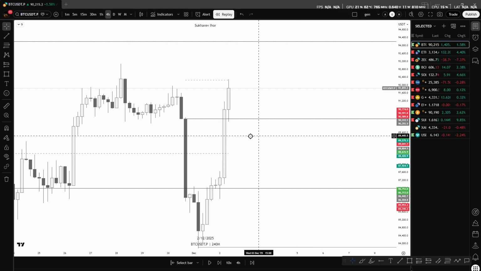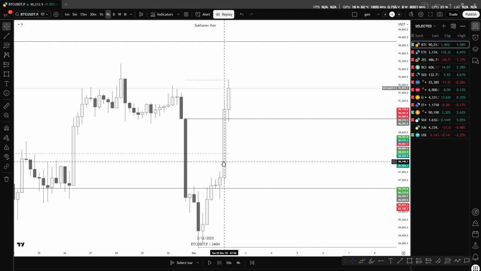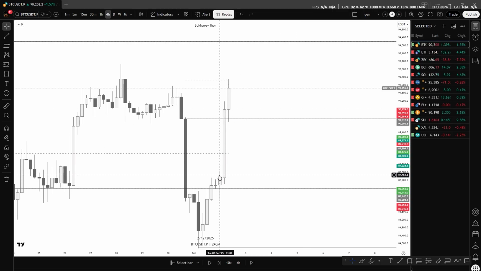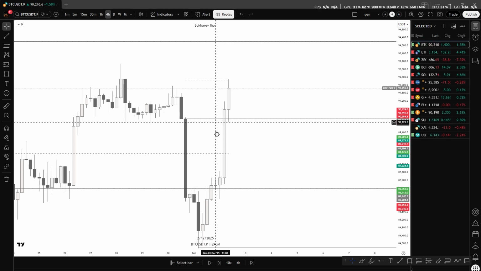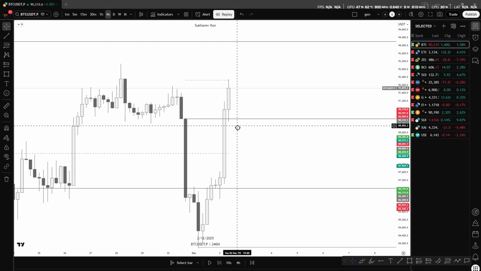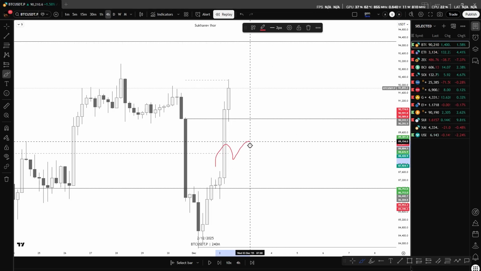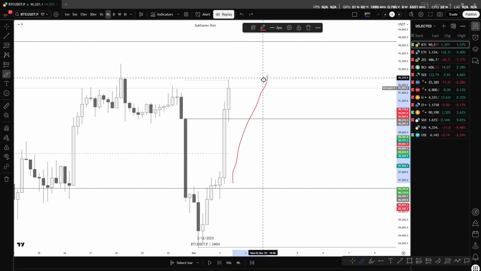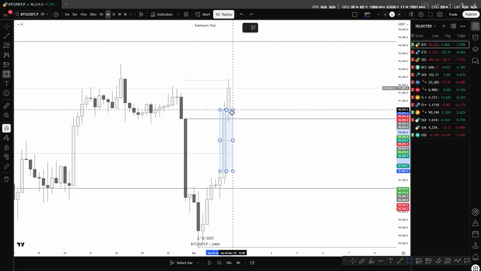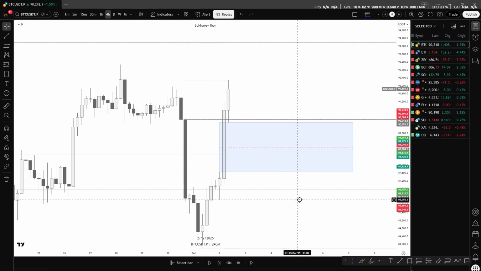So what we're looking for is three candles, and the middle one should be a bigger one. And the side candles, so to say, 1 and 3, should have wicks. So everything here, price just skyrocketed. So that would have been a fair value gap.